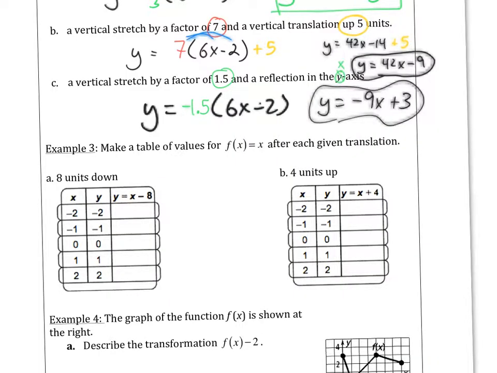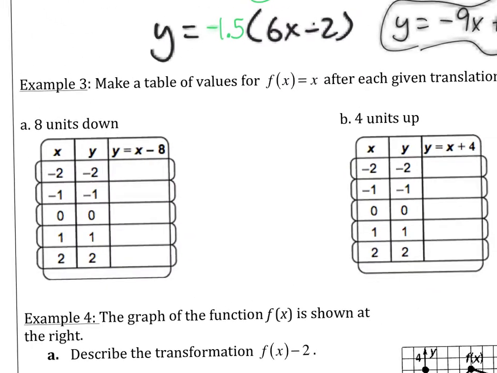Okay, the next thing is a skill that you're going to work on in your assignment. In this case, we're going to make a table of values for f of x equals x. So that's what this one is right here. In other words, whatever you put in is what you get out. That's what y equals x means. You put in a 2, out comes a 2. Put in a 0, out comes a 0. Put in a 1, out comes a 1. So this is a linear function, just y equals x or f of x equals x.